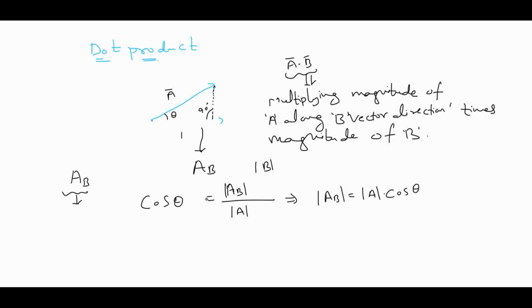So basically cos theta is equal to this. Now what is our dot product? The dot product A bar dot B bar is equal to AB times the magnitude of B, and we know that AB is the magnitude of A cos theta, into the magnitude of B, which we can write this way.